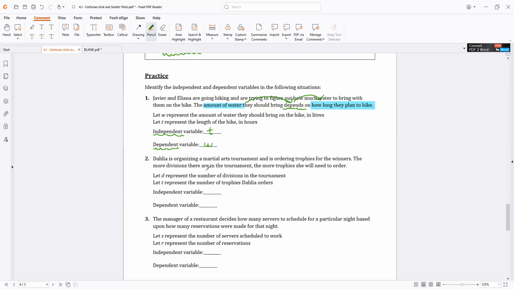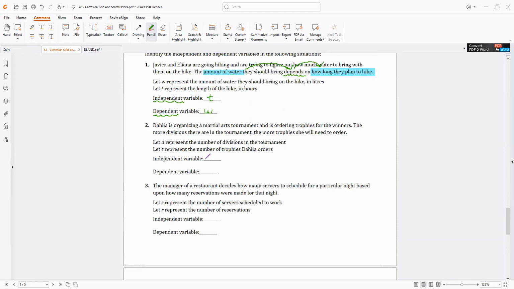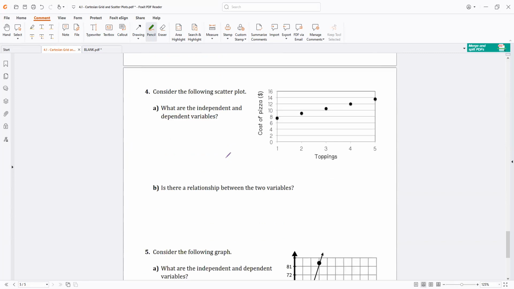Please try number two and number three in your own time. We're going to scroll down to number four, where this time we're doing it in reverse. Instead of giving you a word situation, we are looking at a graph. Consider this scatter plot of the number of toppings versus the cost of a pizza. What are the independent and dependent variables? The independent is toppings because automatically it is on the horizontal axis. Okay, it's on the x-axis. And the dependent is the cost of pizza.